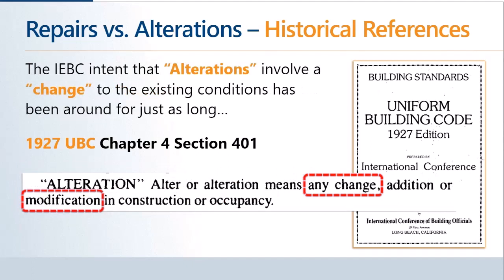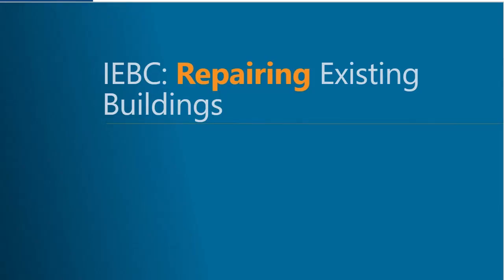Alterations is the same. The IEBC intent that alterations involve a change has also been around for that long. In the 1927 UBC, it defined alteration as alter or alteration means any change, addition, or modification in construction or occupancy. So you can see that concept of changing what used to be there is very significant, and it needs to be at our forefront to make sure we're applying the IEBC properly and that we're enforcing it properly.